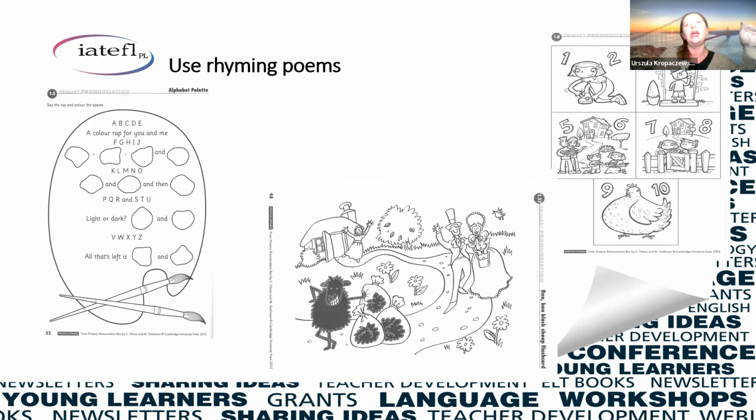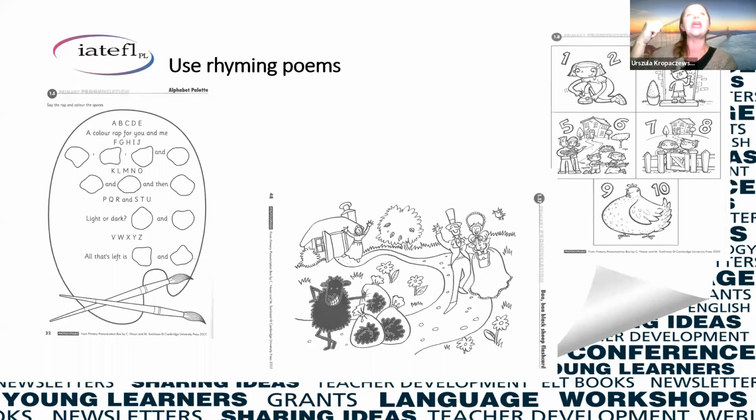Or A, B, C, D, E, a color rap for you and me. F, G, H, I, J, and now you put the colors, and when there is the J, the color must rhyme with J. What is the color that rhymes with J? Okay, what is the color? No answers? A, B, C, D, E, a color rap for you and me. F, G, H, I, J, white, blue, black, and gray, of course, okay? So, of course, you can make children answer, and you can make children make guesses.